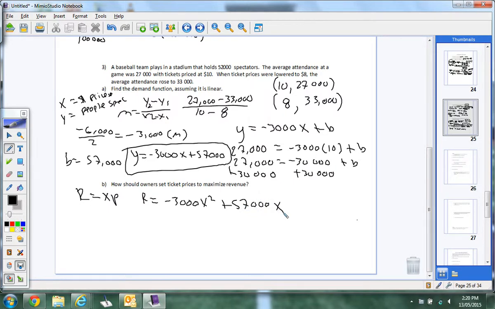But we want to maximize that, so we want to find the max using our skills of derivatives. So we're just going to go ahead and take the derivative right now, and we are going to go, R prime is negative 6,000, so I drop the 2, and that just loses an X is all. Okay, get that down. I'll let you breathe for a second. We're just finishing this thing up. We're almost done.